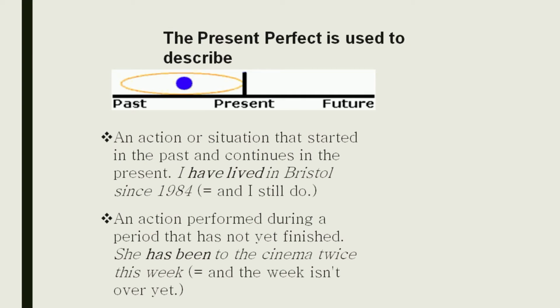The present perfect is used to describe a time between the past and the present. An action or situation can be started in the past and continue in the present, still doing. I have lived in Bristol since 1984 and I still do. An action performed during a period that has not yet finished: she has been to the cinema twice this week, and the week isn't over yet, it's continuing.